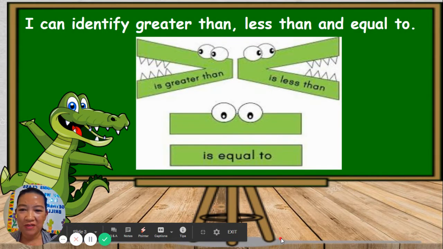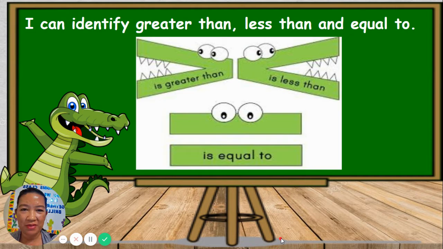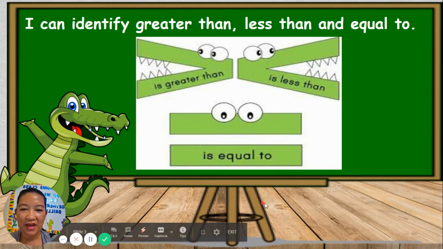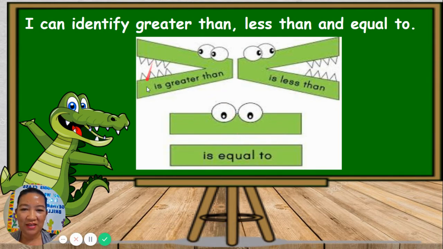Ready? Let's try first to identify the different symbols that we are going to use. I have here greater than, less than, and equal to. So it really looks like the alligator's mouth, right? So with the sharp teeth right there, and then on this other side. And of course, by looking into the equal to sign, he looks like confused. Which one is he going to choose?